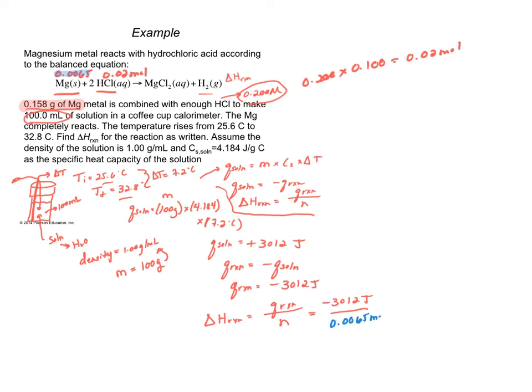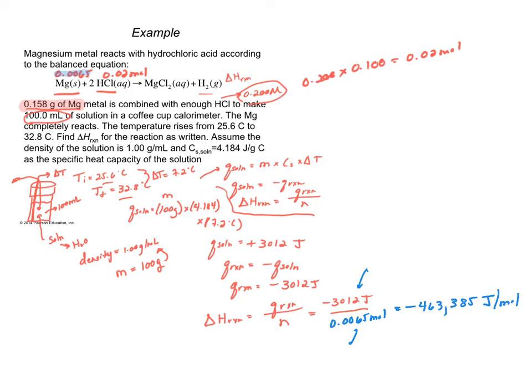0.0065 moles. That's going to give me a fairly large number. So we get minus 463,385. Right now we're in joules. But what else is part of this little unit? When I calculated enthalpy, I had Q divided by what? Moles. So this is joules per mole as a unit.